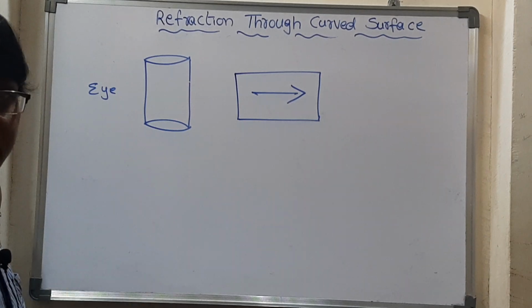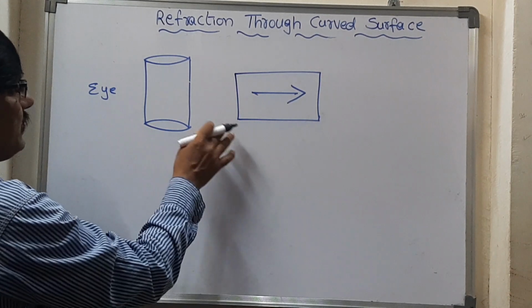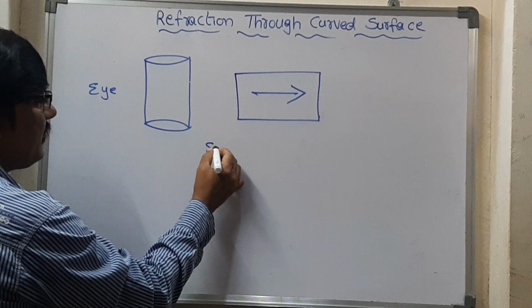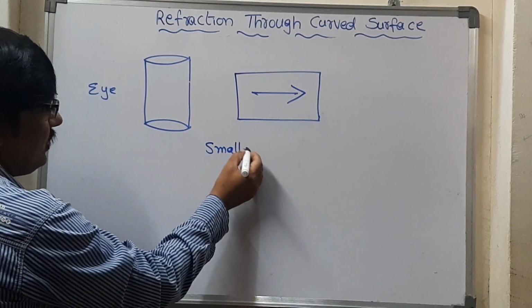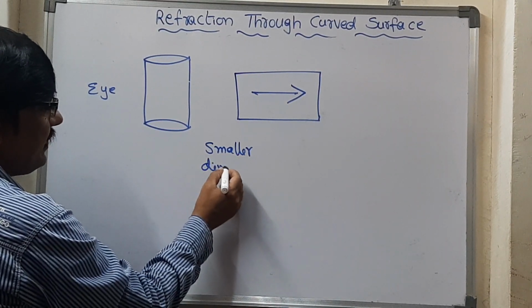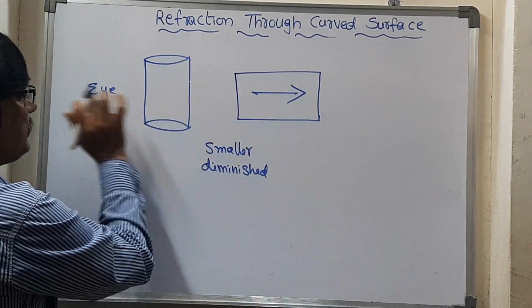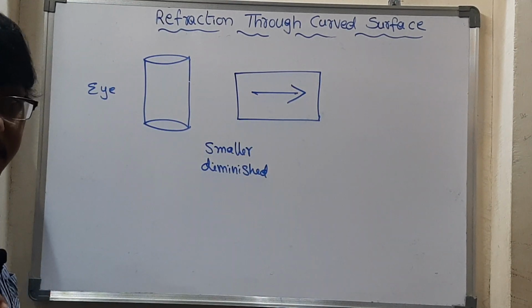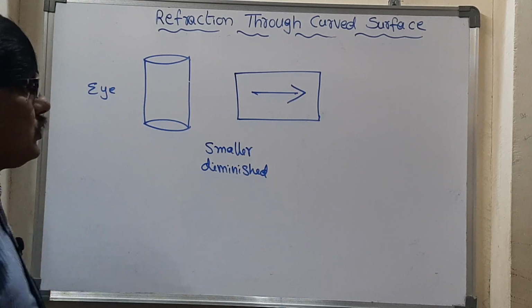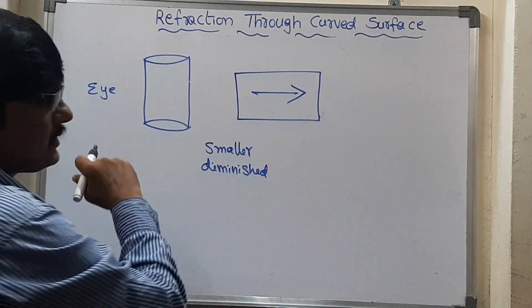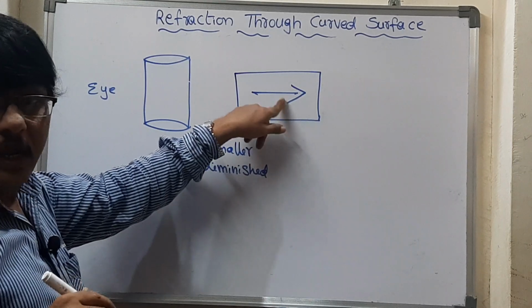How does the arrow mark appear? The arrow mark appears as a smaller image. Smaller means we can also say diminished. We can notice that a diminished image appears to our eyes. What is the reason? How can we see this object, this arrow mark?